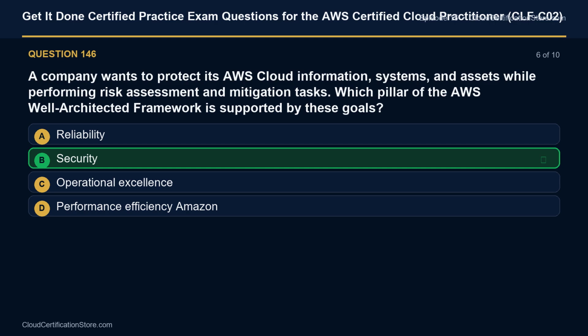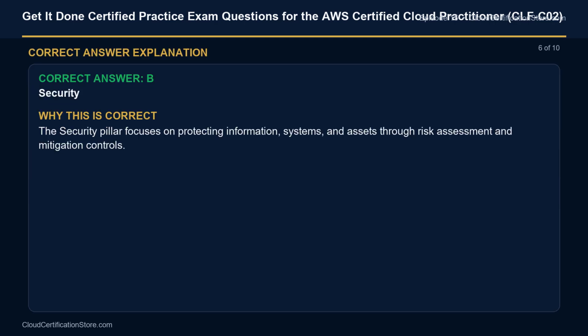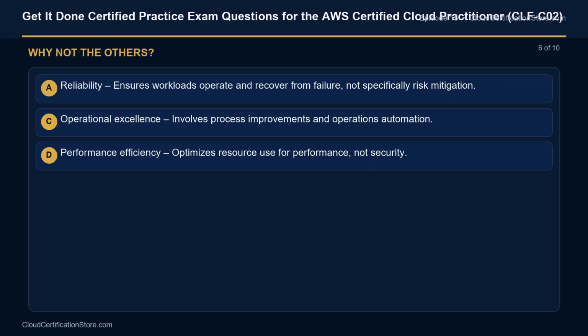The correct answer is B, Security. Explanation: the security pillar focuses on protecting information, systems, and assets through risk assessment and mitigation controls. Why not option A? Reliability ensures workloads operate and recover from failure, not specifically risk mitigation. Why not option C? Operational excellence involves process improvements and operations automation. Why not option D? Performance efficiency optimizes resource use for performance, not security.